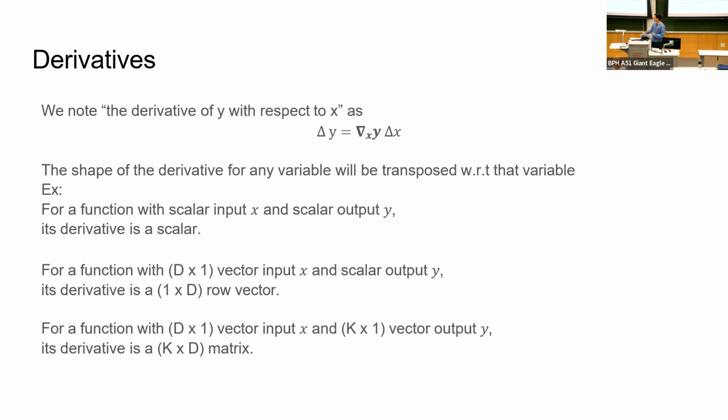Similarly, let's consider another example. For a function with a d by 1 vector input x and a k by 1 vector output y, its derivative is a k by d matrix. Why is this important? Because when we are calculating the derivatives, if we just check the dimensions of our vector inputs and vector outputs, we'll be able to understand if what we're doing is right or not, and potentially fix a bug.